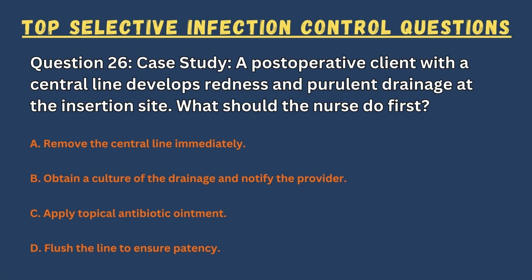Question 26. Case study. A post-operative client with a central line develops redness and purulent drainage at the insertion site. What should the nurse do first? A. Remove the central line immediately. B. Obtain a culture of the drainage and notify the provider. C. Apply topical antibiotic ointment. D. Flush the line to ensure patency.